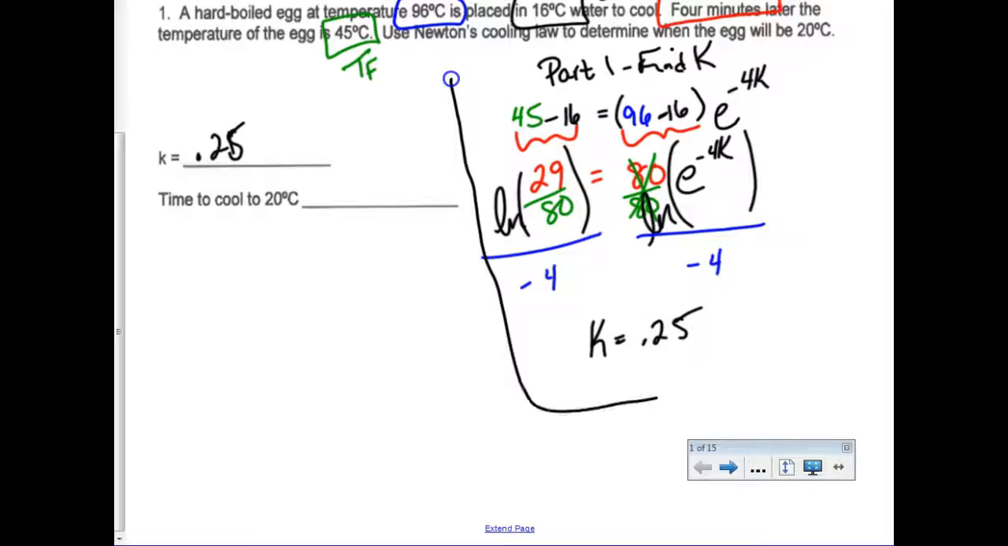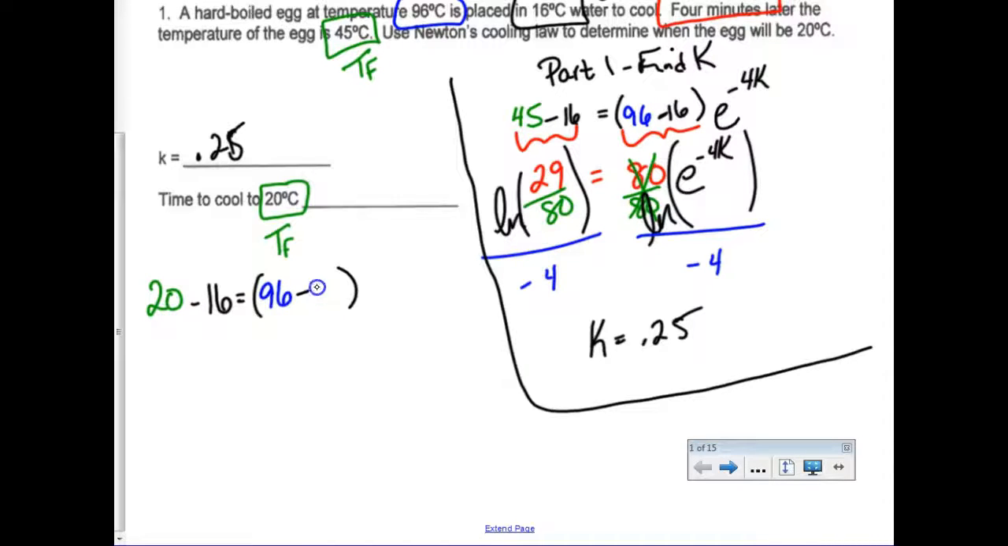So that's part 1. Now we're going to use that constant of cooling, and we're going to change our final temperature. We want it cooled all the way down to 20 degrees. So that changes. So 20. We still are going to go back to the beginning of the problem. So they put it in that ice bath, which is 16 degrees. Then we're starting over the problem. So we're saying it came off the boiling water of 96 minus 16. And then this time, you know k is 0.25. So the t is what we don't know. So it's negative 0.25 times t.